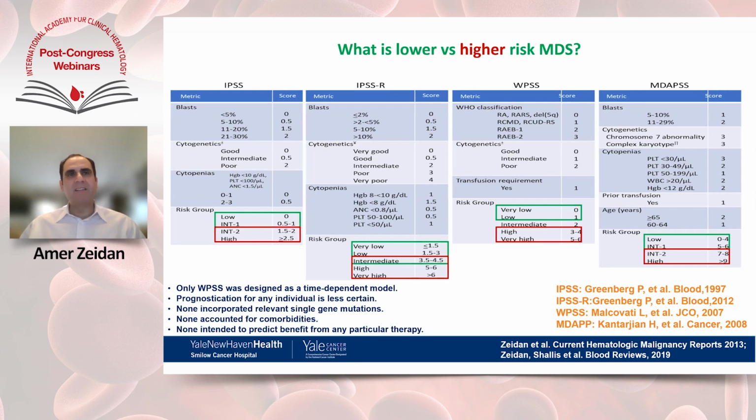Now, the groups that have the intermediate risk group, such as the IPSS revised, the intermediate risk group has been a bit of a challenge for us in deciding how to manage the patient more as lower risk or high risk MDS. So there are different ways to do that. The most common way is to use the score of 3.5 within the intermediate risk as lower risk, and to use the scores of 4 and 4.5 within the intermediate risk as higher risk disease. However, importantly, none of those scores were developed to be dynamic except the WHO score. And none of them, as you can see, included any molecular alterations or accounted for comorbidities.